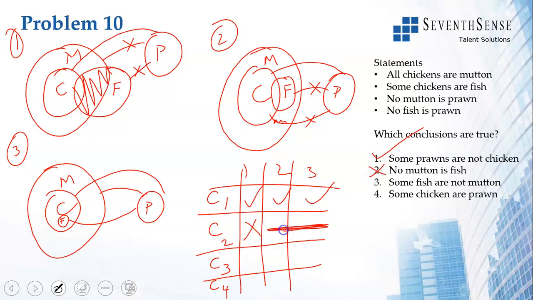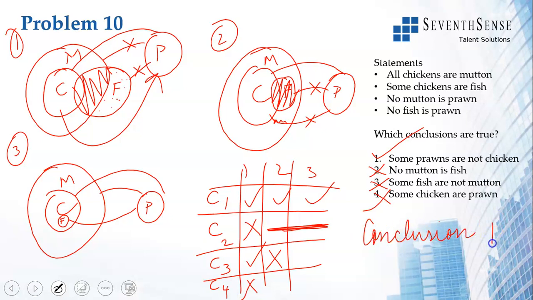I don't look at diagrams 2 and 3. Some fish are not mutton. So if you see here, some fish are not mutton, which is true. But here, all the fish are mutton. So this is false. Hence, conclusion 3 is also false. Some chicken are prawn is false. So you won't get this. So it's cross here. Only conclusion 1 is true. Other 3 conclusions are false.